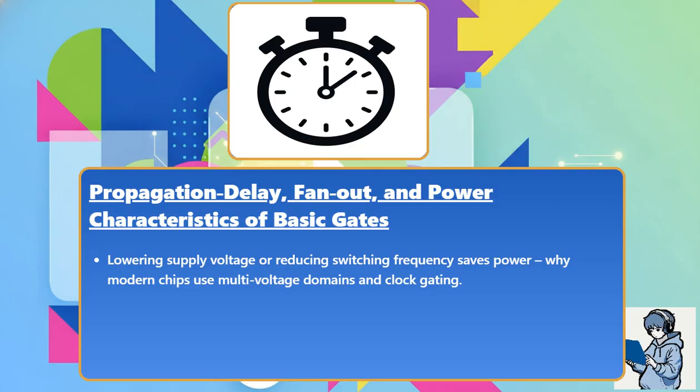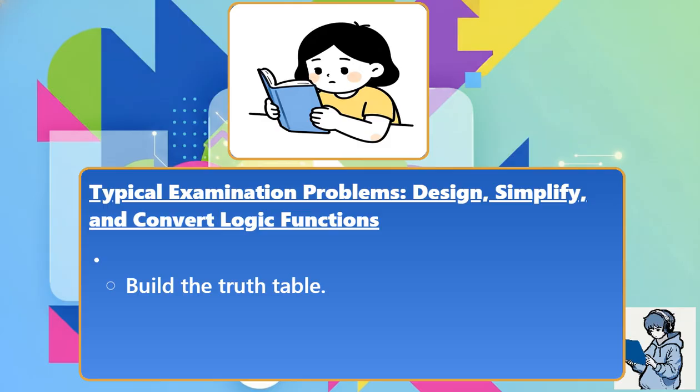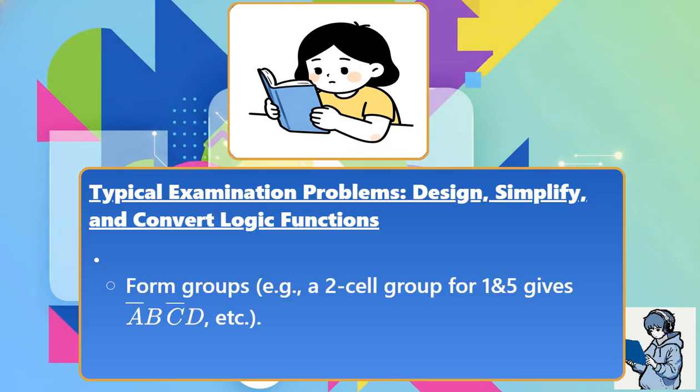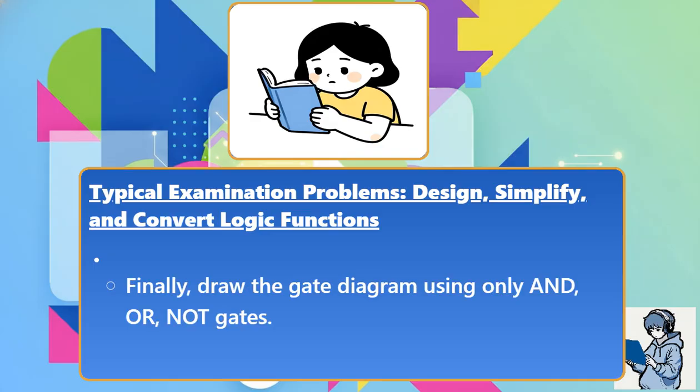Topic 6: typical examination problems: design, simplify, and convert logic functions. Problem 1, SOP design. Given F of A, B, C, D equals sigma m of 1, 4, 6, 9, 11, 13. Build the truth table. Plot a 4-variable K-map. Form groups, for example, a 2-cell group for 1 and 5 gives not A, B, not C, D, etc. Write the minimized sum of products. Finally, draw the gate diagram using only AND, OR, or NOT gates.